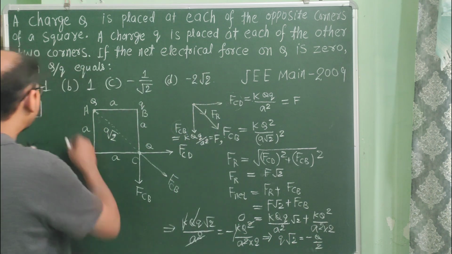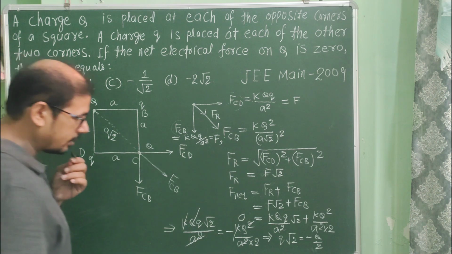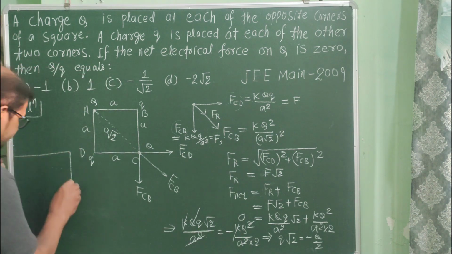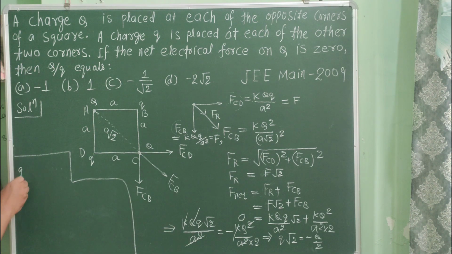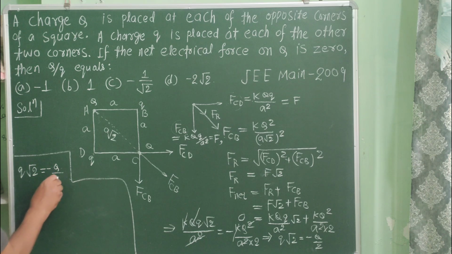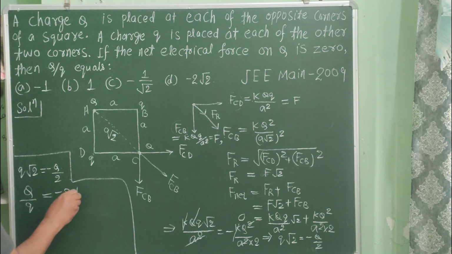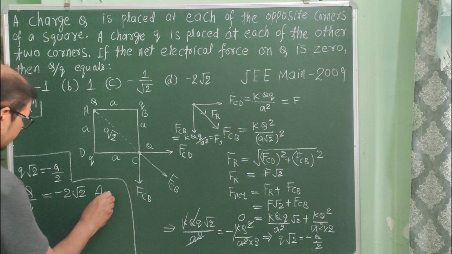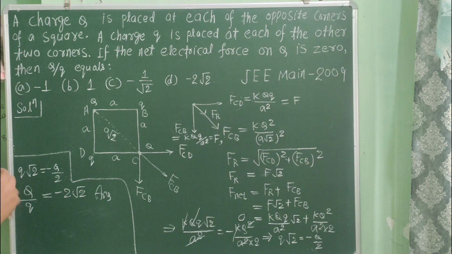We have to determine capital Q divided by small q. Capital Q divided by small q. Now, Q root under 2 equals minus q divided by 2. Capital Q divided by small q equals minus 2 root 2. Correct? The value of capital Q divided by small q is equal to minus 2 root 2.